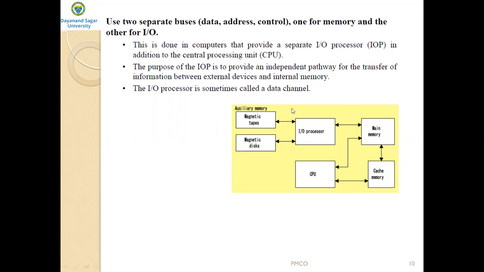In addition to the central processing unit, in addition to the CPU, we have a separate I/O processor. The purpose of the input-output processor is to provide an independent pathway for the transfer of information between the external device and the main memory. So we have a separate I/O processor, I/O channels for communication between the main memory and the I/O devices. The I/O processor is sometimes called a data channel.